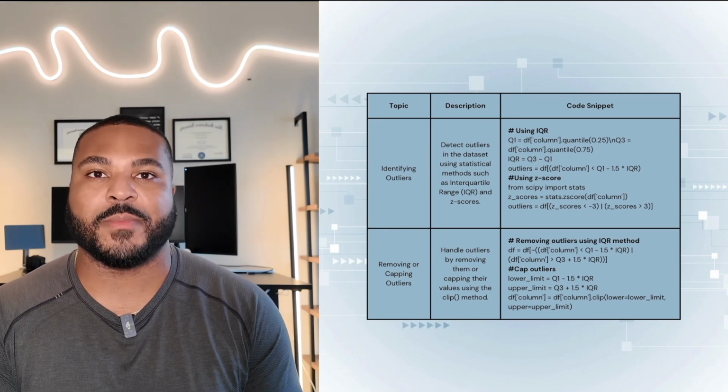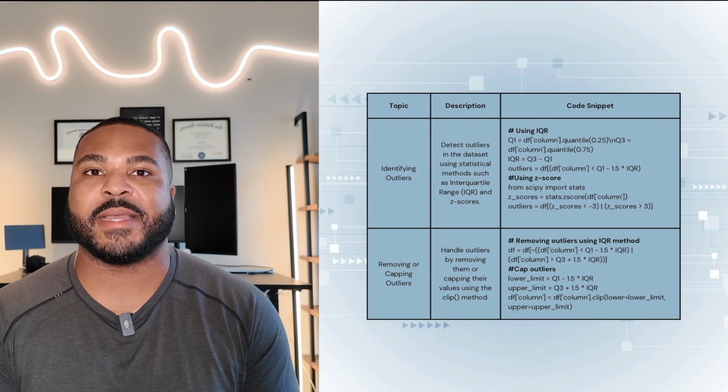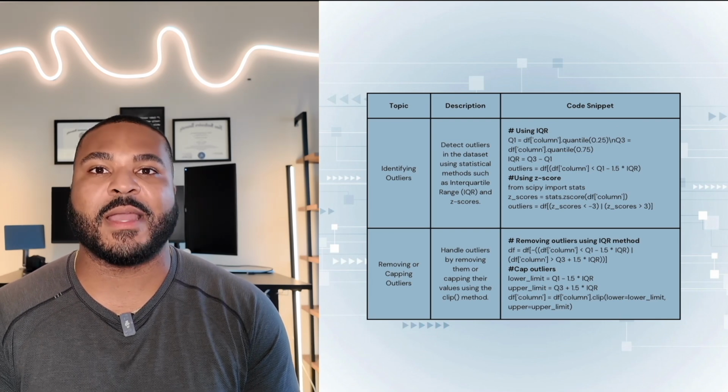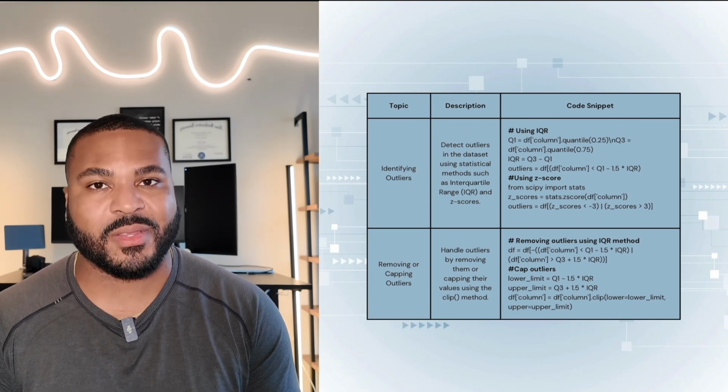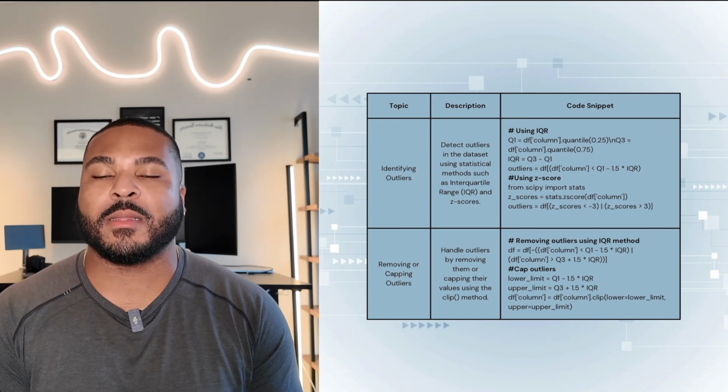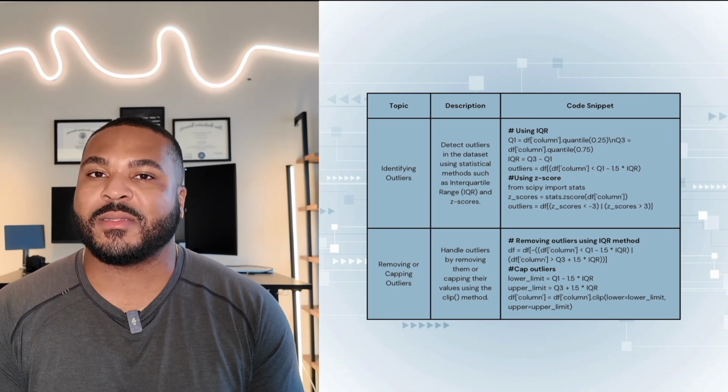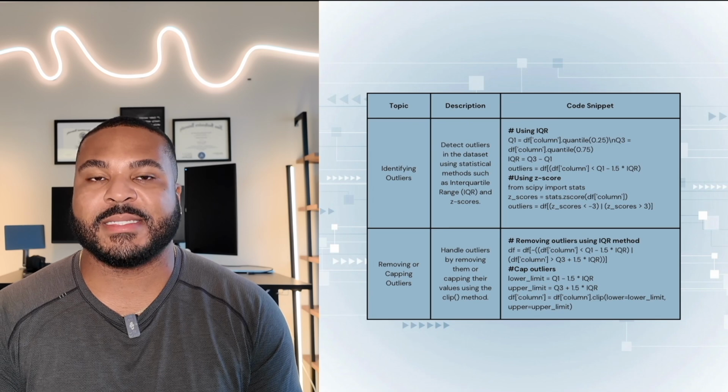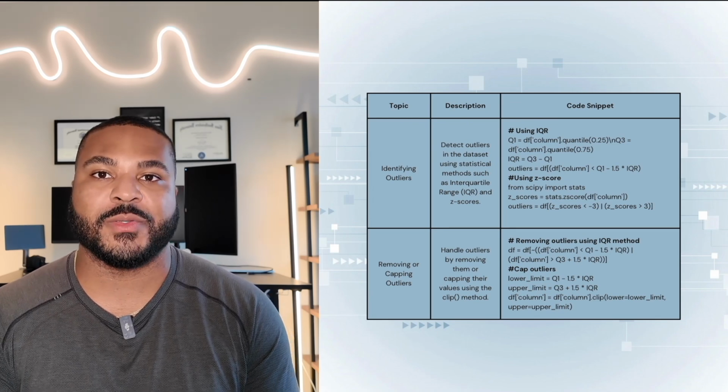The z-score method identifies outliers as data points that are more than a specified number of standard deviations, typically 3, away from the mean. Once outliers are identified, you can handle them by either removing them from the dataset or capping their values to reduce their impact.